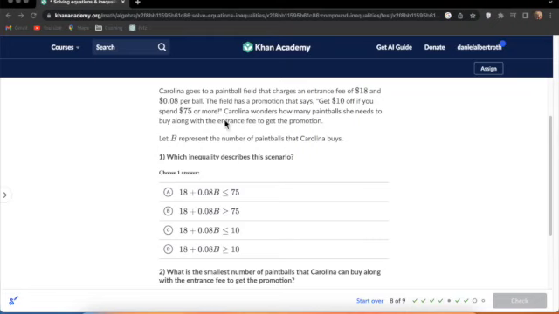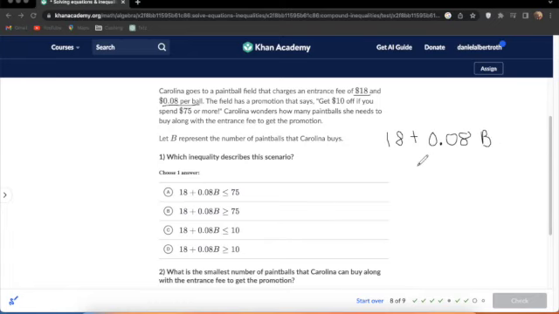Carolina goes to a paintball field that charges an entrance fee of $18 and 8 cents per ball. The field has a promotion that says get $10 off if you spend $75 or more. That's cool. Carolina wonders how many paintballs she needs to buy along with the entrance fee to go to the promotion. So to me, her price starts at $18, and then we're going to add on 8 cents per ball. So it's going to be 8 cents times the number of balls. Maybe we'll call that B.